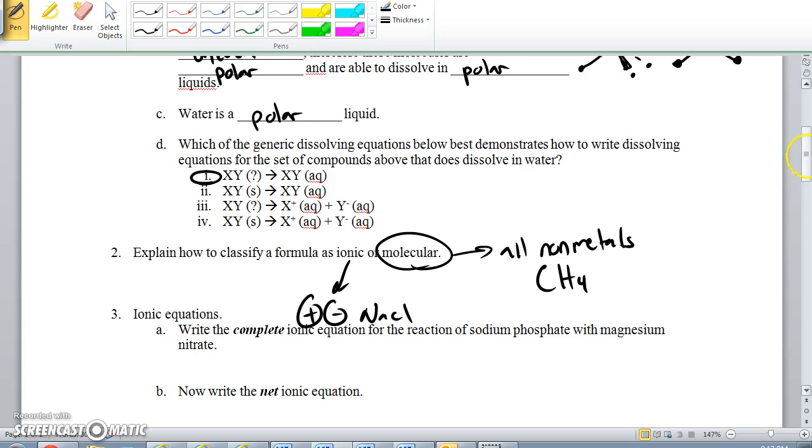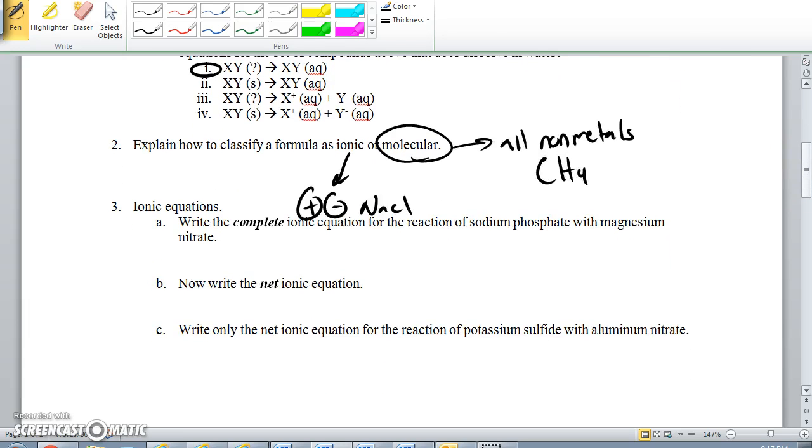All right, number 3. They say, write the complete ion equation for a reaction of sodium phosphate with magnesium nitrate. Okay, so I'm going to do the molecular first, because it's kind of hard to do the complete ionic without doing the molecular first. So I'm going to start over here.